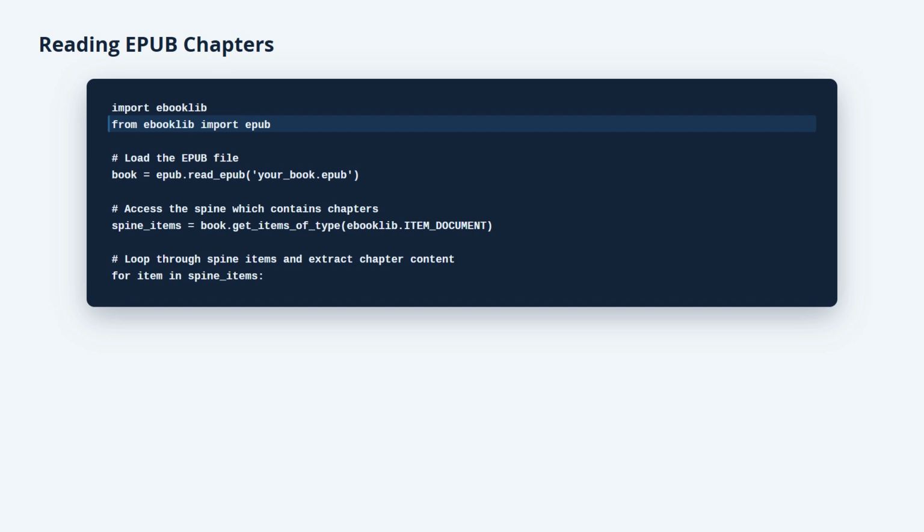For each chapter, we'll retrieve the content using the getBodyContentStr method, which gives us the text in a string format. It's important to handle any missing or malformed content gracefully, so we'll add a check to skip over any chapters that don't contain valid text. With that, we're ready to start extracting the essential parts of the book.